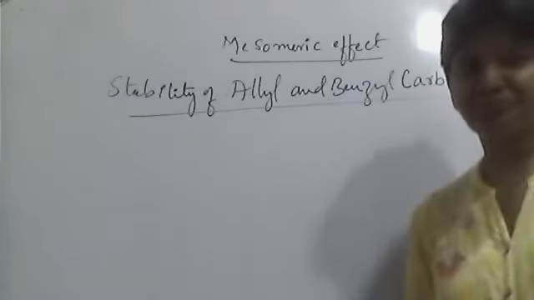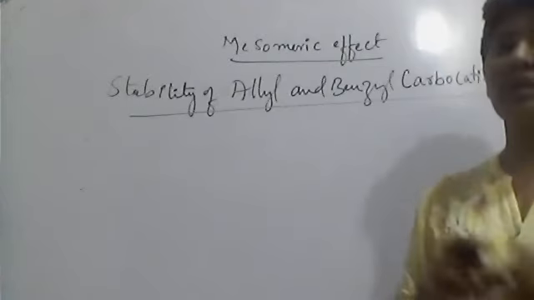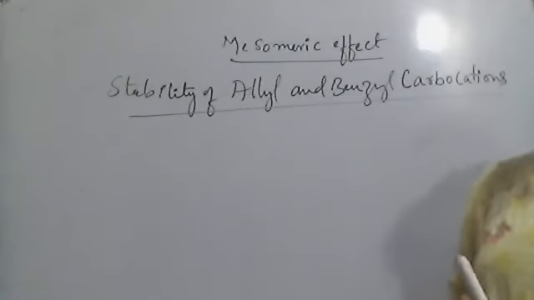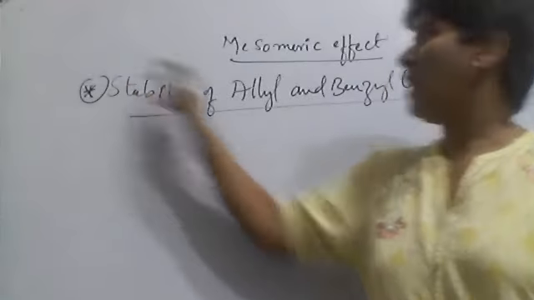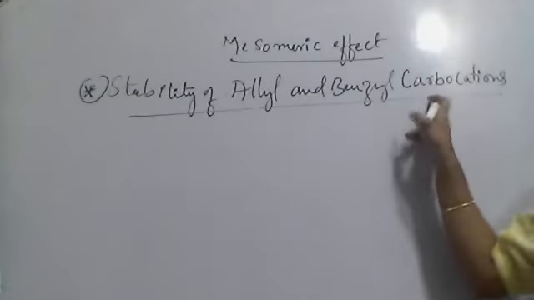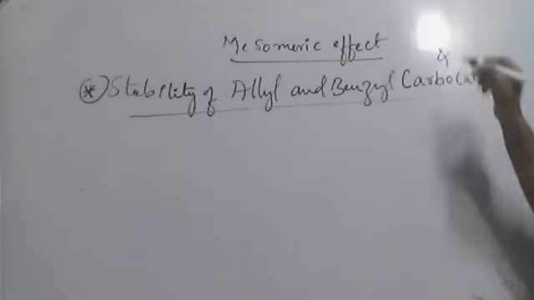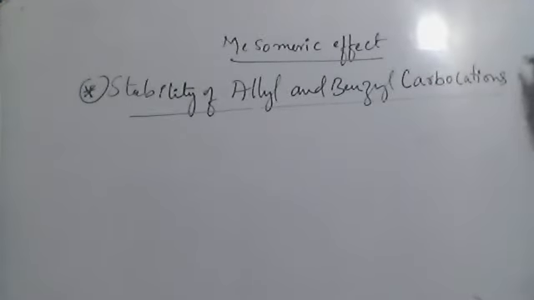Hello children, this is once again Rupa Kuntala with some more examples of mesomeric effect, where we are going to discuss the stability of allyl and benzyl carbocations and even the free radicals. That is carbocations and free radicals. I hope you all know the free radicals.